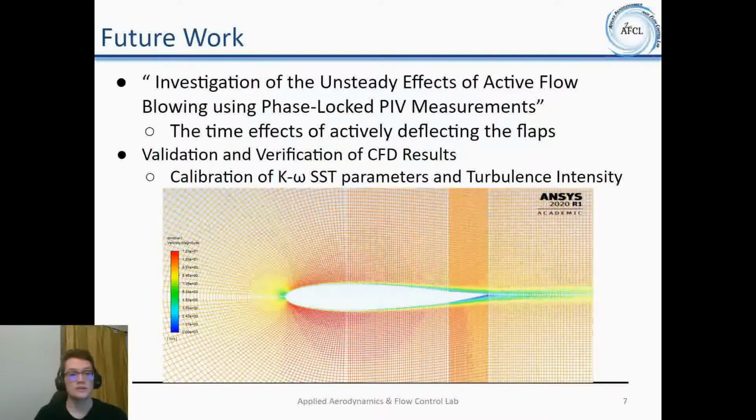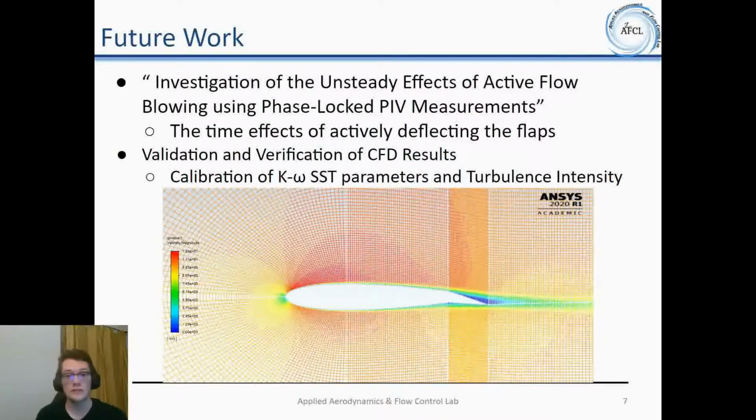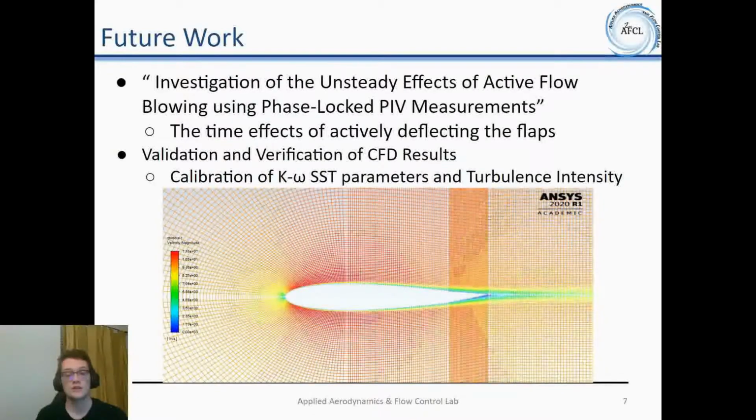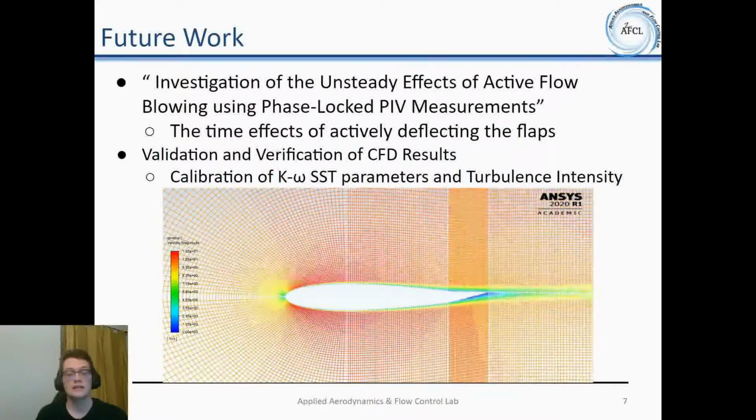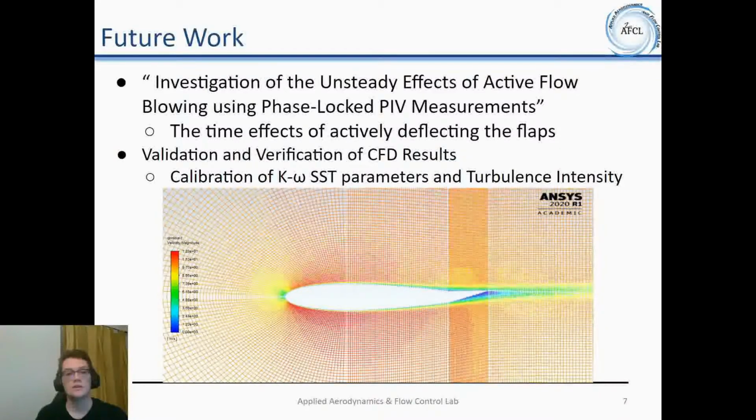The future work includes the investigation of the unsteady effects of active flow blowing using phase-locked PIV measurements. This is a document presented at the SciTech 2021 conference.